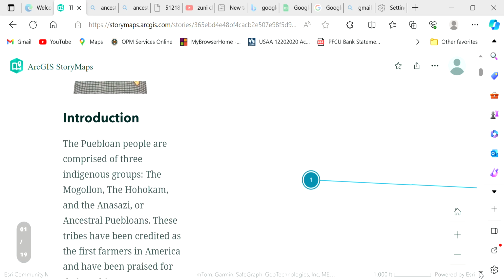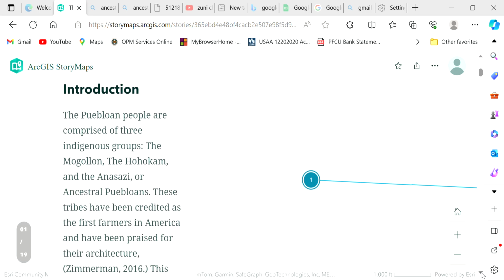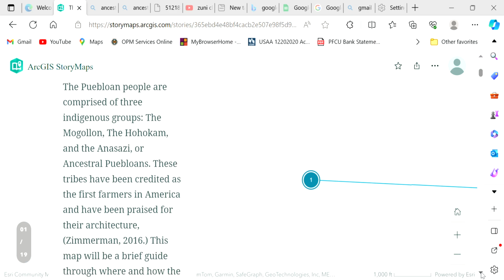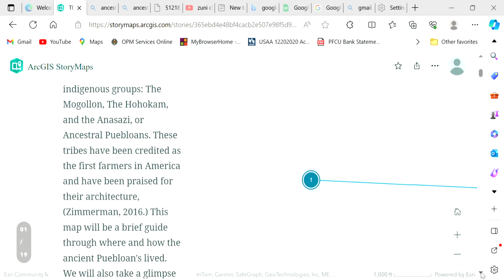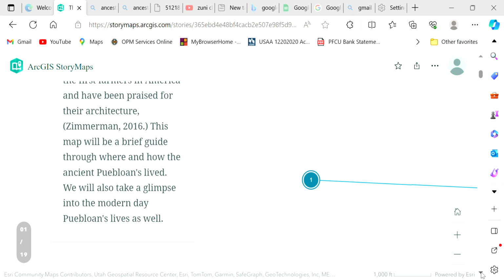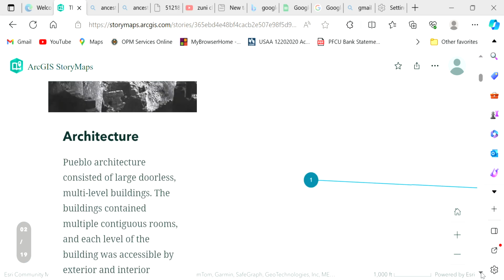Introduction. The Puebloan people are comprised of three indigenous groups, the Mogollon, the Hohokam, and the Anasazi, or ancestral Puebloans. These tribes have been credited as the first farmers in America and have been praised for their architecture. This map will be a brief guide through where and how the ancient Puebloans lived. We will also take a glimpse into the modern-day Puebloans' lives as well.